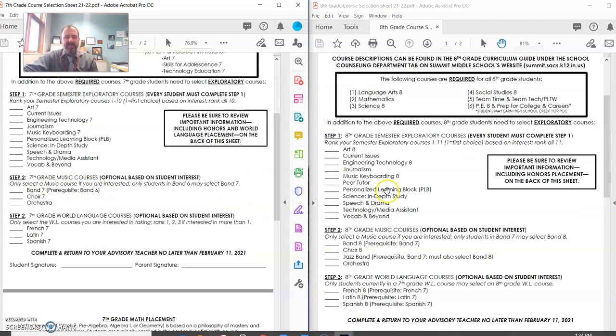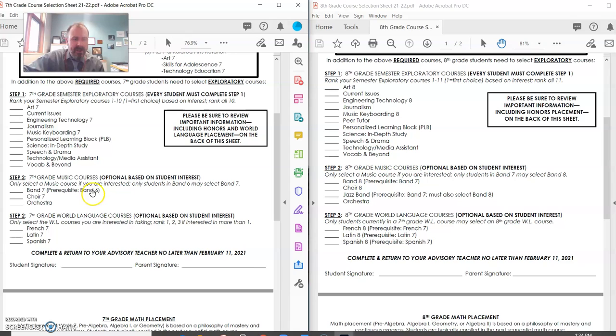Now, step 2. Okay, if you're a 7th grader and you're interested in taking a full year music course, then I want you to select one music course. You're not going to rank order these. You're just going to put an X next to which one that you want to take.